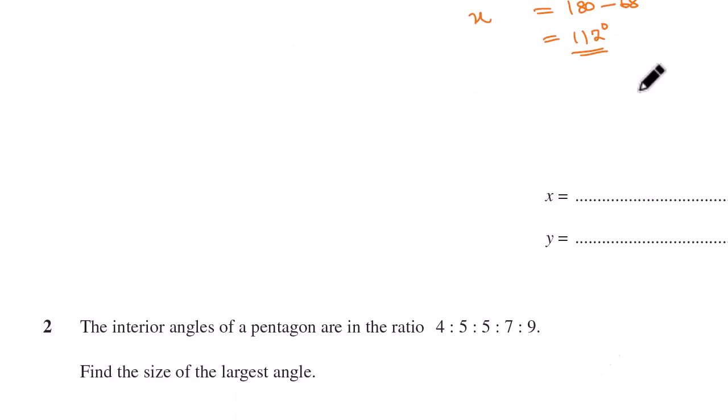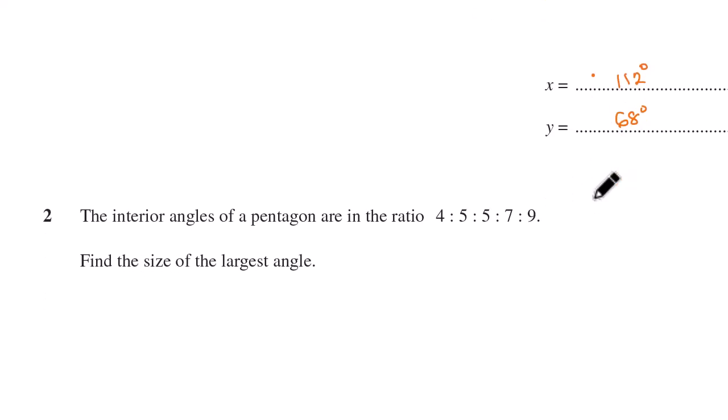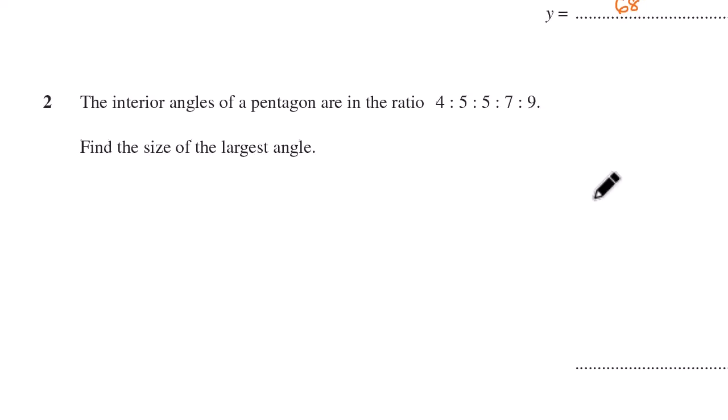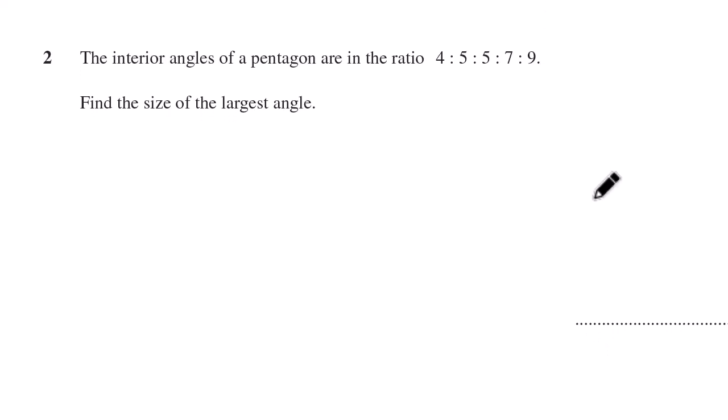Because it is an IGCSE question, you are expected to write your values here. We just got x to be 112 degrees and y is 68 degrees. It's pretty easy and that's just 2 marks. It means you need not waste much time to get your answer there. So let's see this particular question.